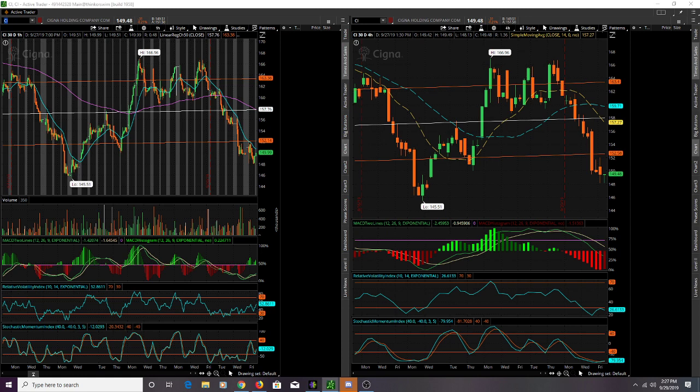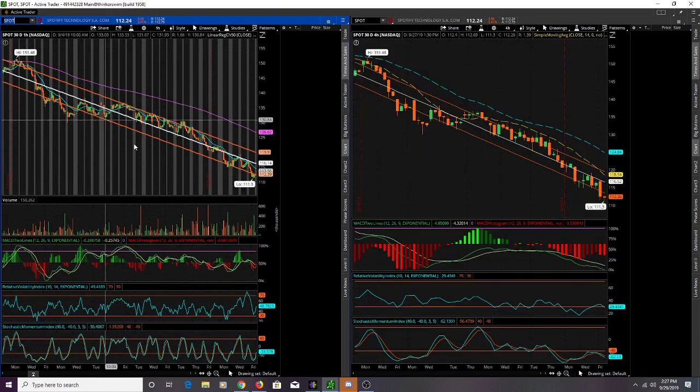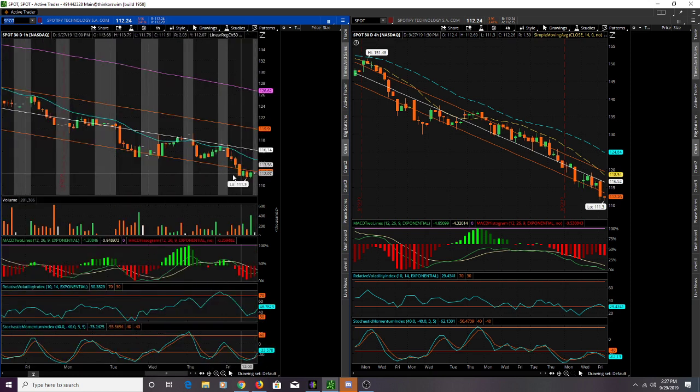I mean, I can also do the 1 hour. Let's see, Spotify's on there. Okay, I got Spotify. I got my scanner on, so you can see Spotify. Oh, that's in a downtrend. I wouldn't even touch that. Not for a dip buy, at least.